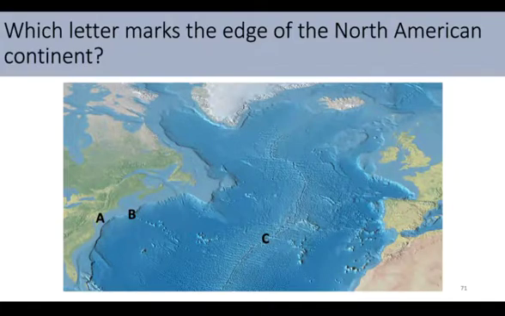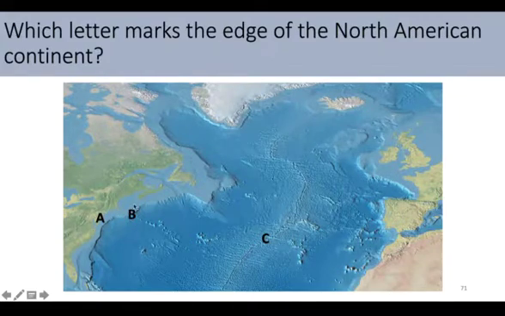So A is the edge of the coast, our present day coastline. If you wanted to put your toes in the water, you'd want to go to A. If you wanted to study a mid-ocean ridge, you would want to go to C, because this is, of course, our mid-ocean ridge in the middle of the ocean. However, the edge of the continent, the edge of the continental crust, that continental shelf, is there at B.